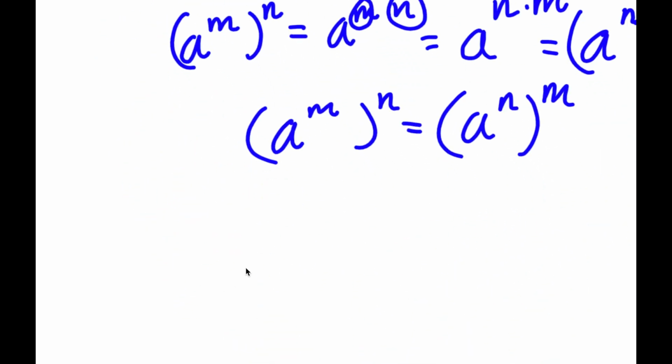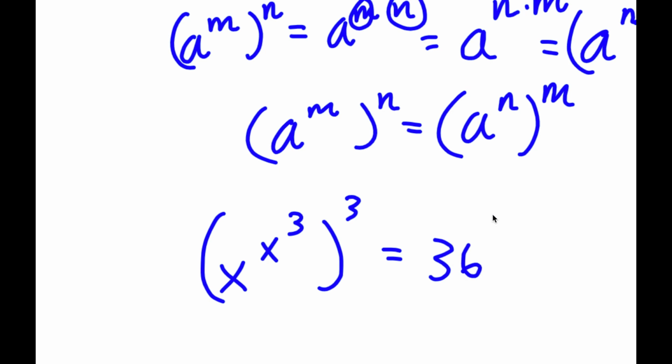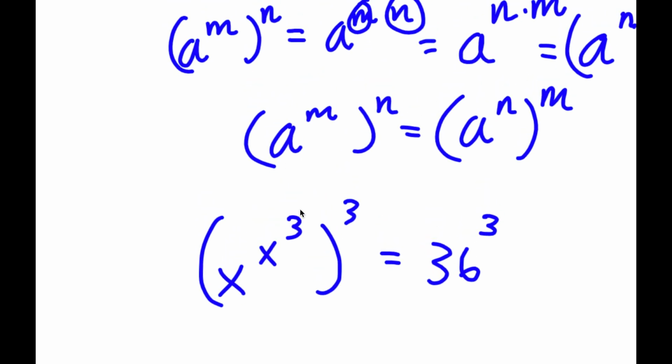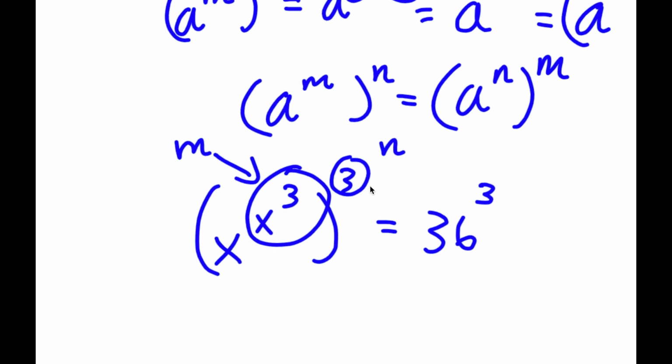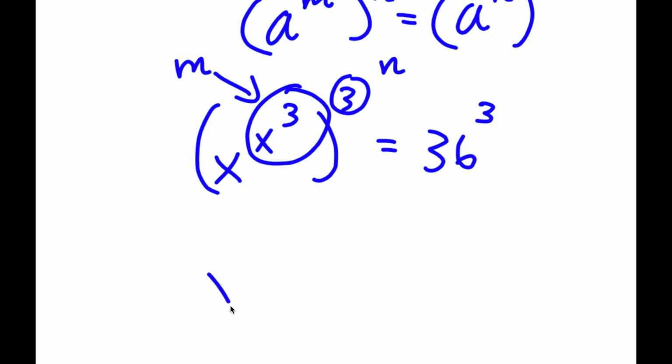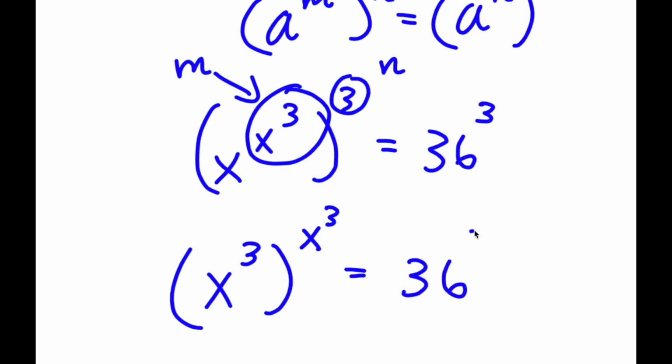So in this case, I have x to the power of x to the power of 3, to the power of 3, is equal to 36 to the power of 3. And I can think of x to the power of 3 here as m and 3 here as n. So if a to the power of m to the power of n is equal to a to the power of n to the power of m, then this means I can change the places of these two. So now I have x to the power of 3 to the power of x to the power of 3, and this is equal to 36 to the power of 3.